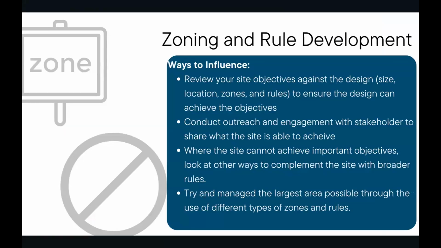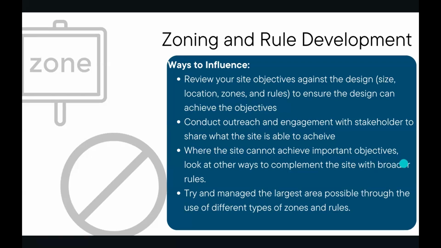So, ways to improve zoning and rural development. One is to review your site objective and your goals against the design of the site, thinking about what is the size of the site, what can we expect to happen here, what kind of habitats do we have in our site, and ensure that the design of the site can achieve the objectives and goals that the community wants to see. And if not, you might have to rethink either the design of the site or manage the expectations of what it can achieve. So be really clear with the community of what it can achieve with that site.